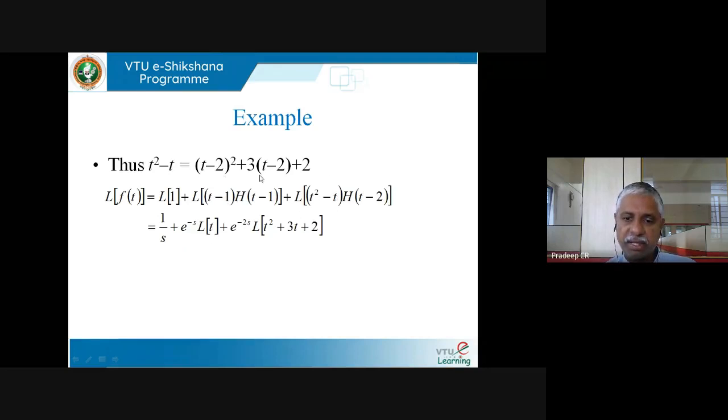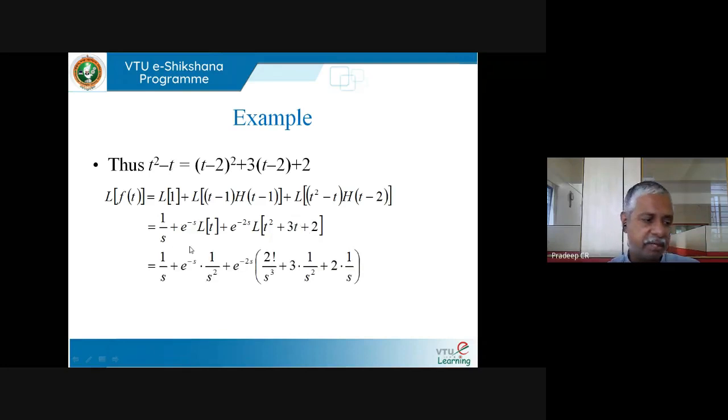Here I'll write this as my function now: something square plus 3 times that same something plus 2. So t square plus 3t plus 2. Laplace of this is easy to find. I don't think I should be spending time on how to find this, because these are all directly written using linearity. I hope I have come to the end of this session.